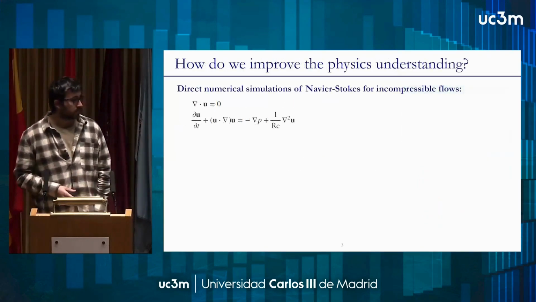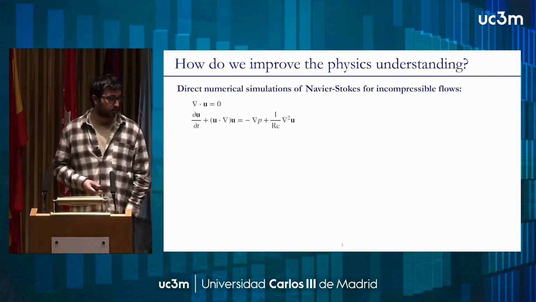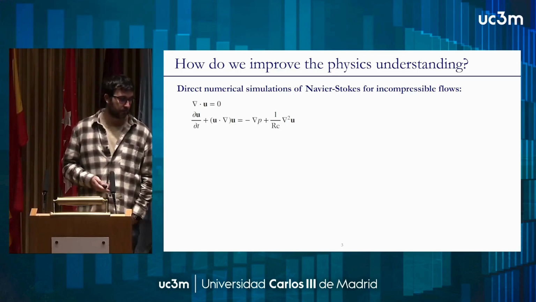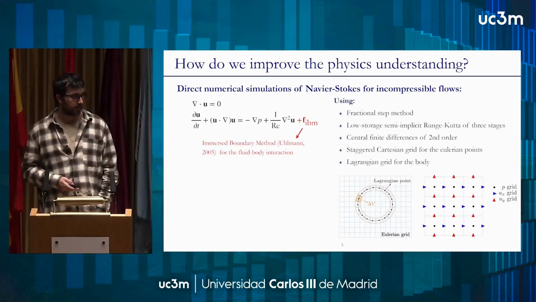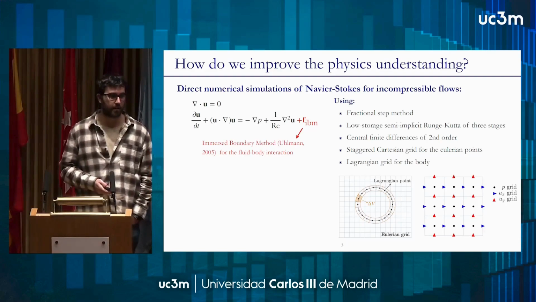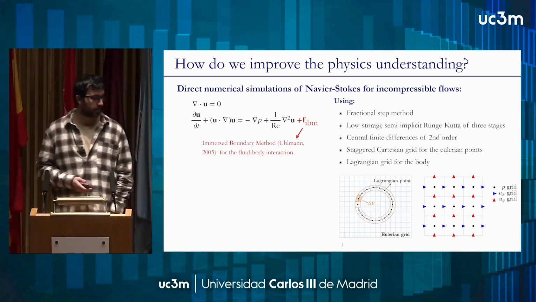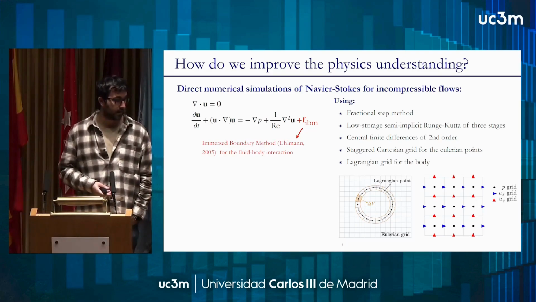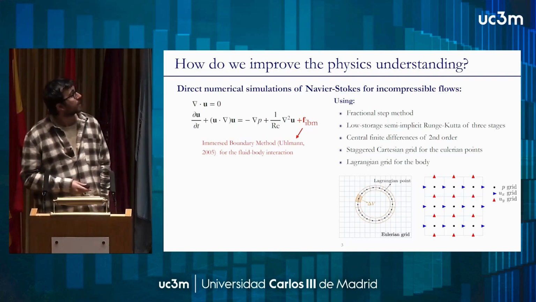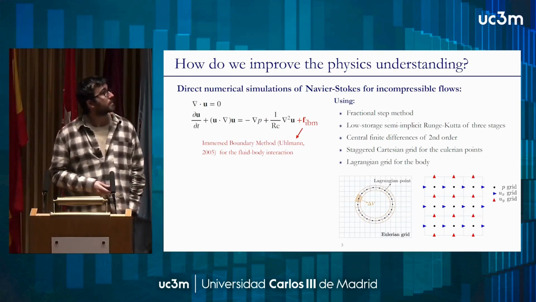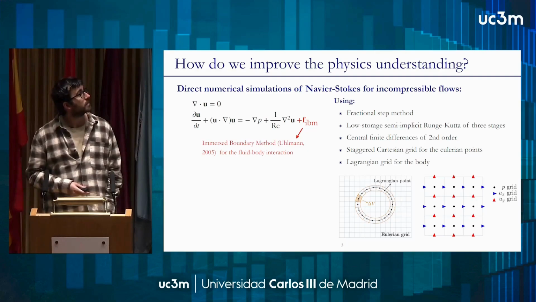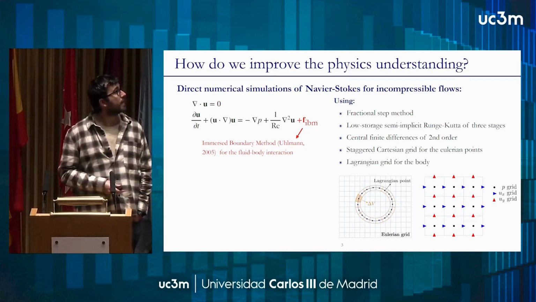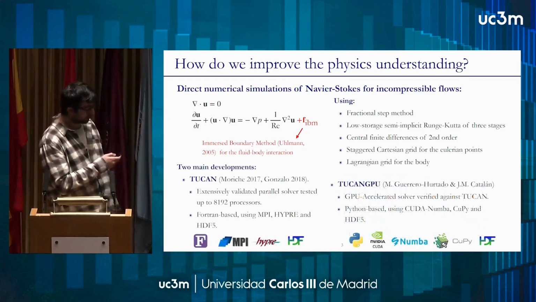So how do we do that? Well, we propose to perform direct numerical simulations of the Navier-Stokes equations for incompressible flows, and we account for the fluid-body interaction by adding a source term to the Navier-Stokes equations. It basically uses the immersed boundary method. We solve them using a fractional step method, a semi-implicit three-stage Runge-Kutta, second-order central finite differences, a staggered Cartesian grid for the fluid, and a Lagrangian grid for the body. I have here examples of these grids.